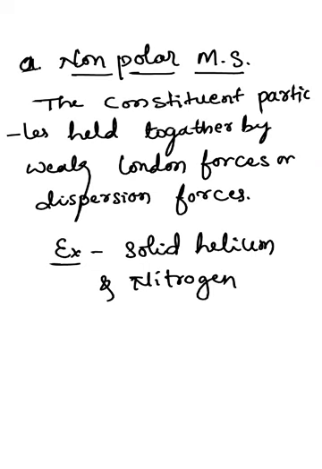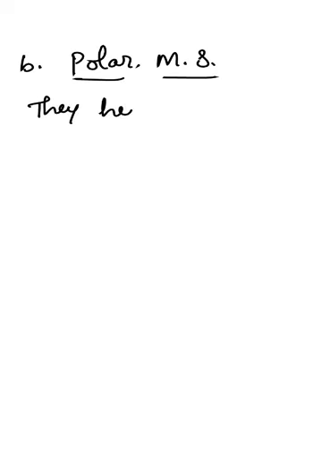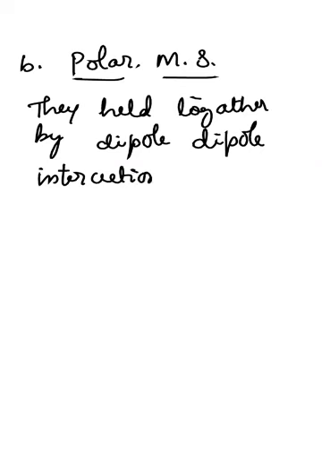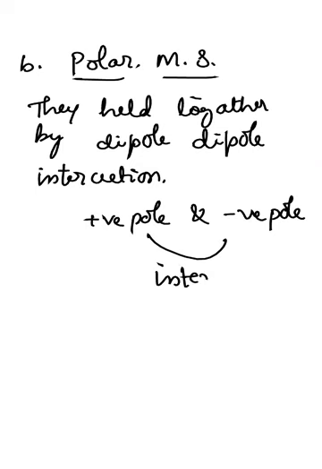Next, go for the second one, polar molecular solids. They are held together by dipole-dipole interaction. What is dipole-dipole interaction? Dipole means two poles, that is positive pole and negative pole. Interaction takes place between these polar molecules. Okay, they interact.